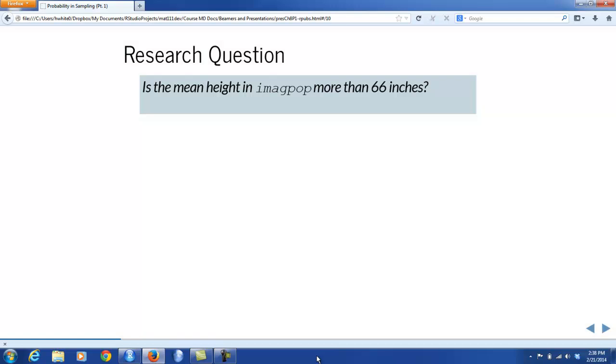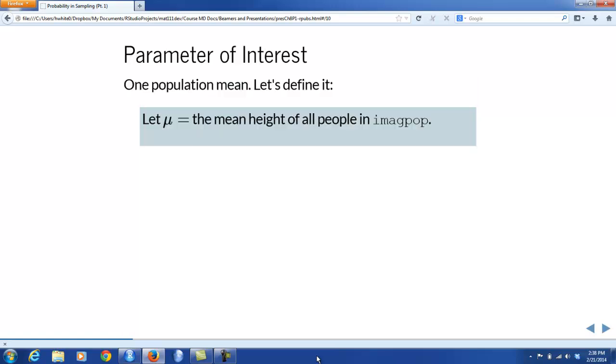A typical research question where you find yourself interested in one population mean is something like, is the mean height in a MAGPOP more than 66 inches? We want to get some practice in defining precisely the parameter of interest. When we do so, we're going to use the right symbol, and we're going to also define it in words in a precise way. So a good definition might be, let mu equal the mean height of all people in a MAGPOP. Notice that we've carefully referenced the population of interest in our definition of the parameter.